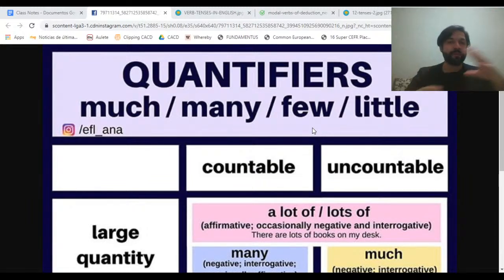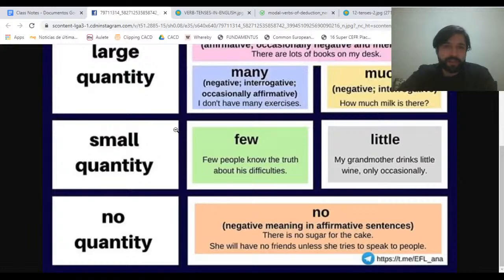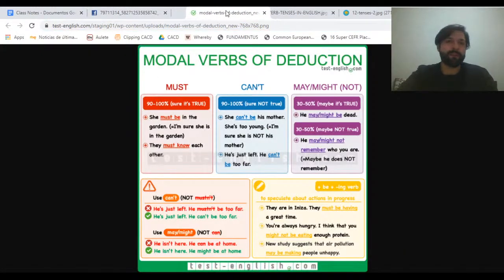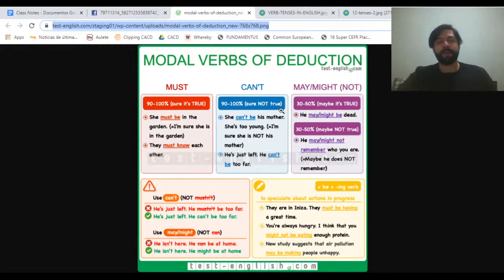Okay, so you're going to have to pay attention to the context, so you know what the best option is to complete that blank. The test is less hard than you expect, I guess. But the quantifiers, just keep that in mind. Let me talk about the modals for deduction. I guess it was not so difficult.